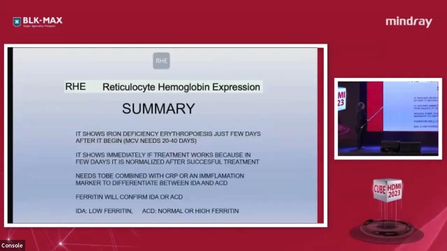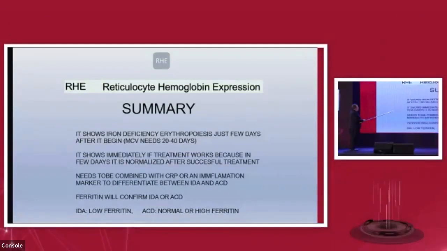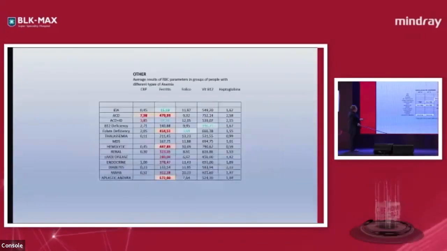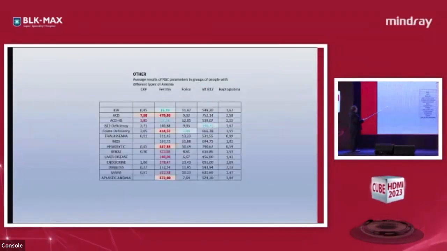Summary. It shows iron deficiency, erythropoiesis, just a few days. This is a summary of the parameters. Okay, important.